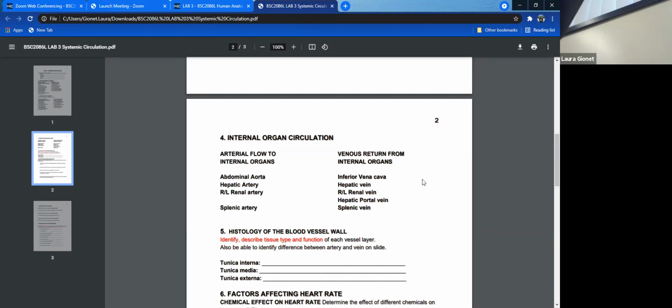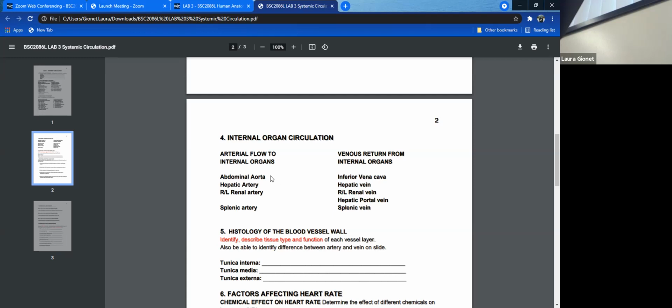So whichever method you want to use is fine. It's just that here in internal organ circulation, I'm telling you exactly which arteries and veins in the abdominal pelvic cavity I want you to be able to identify, and that's the abdominal aorta.